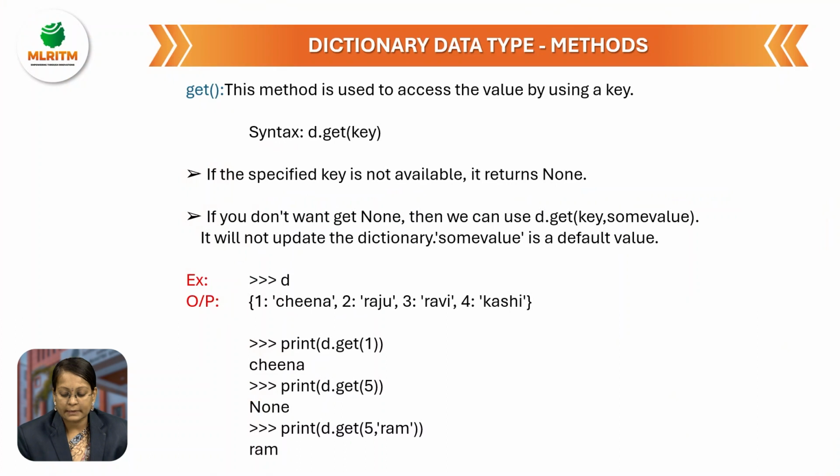Get method. The get method is used to access the values using a key. D dot get of key. If the specified key is not available, it returns none. If you don't want to get none, then we can use D dot get of key comma some value. We will not update the dictionary. Some value is a default value. So like this.